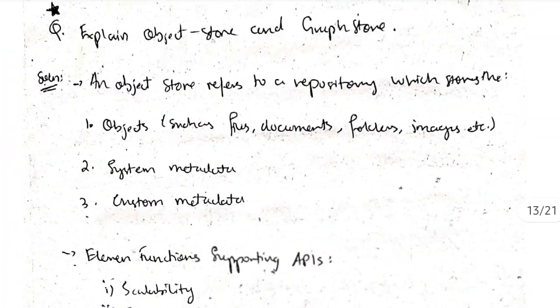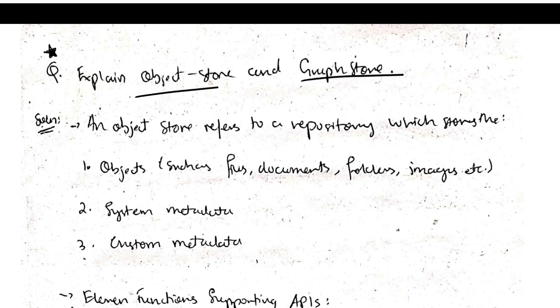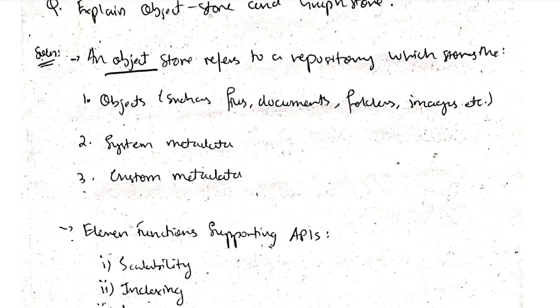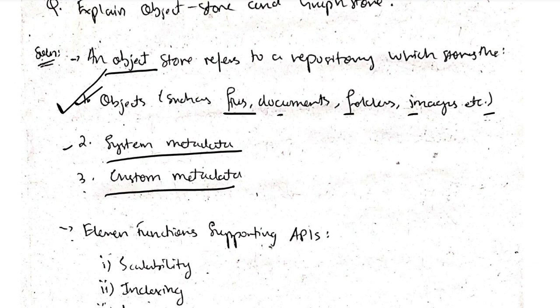Moving on, we have the next, which is object and graph store. This is a super important question from the exam point of view, so make sure you listen to this one. Next we have the object. What is it? It can consist of three things. Either objects can be files, documents, folders, images, etc., or it can be system metadata or custom metadata. These three types consist of an object.